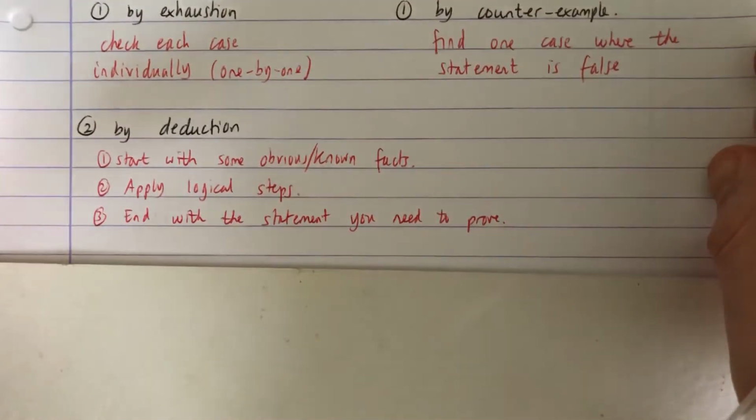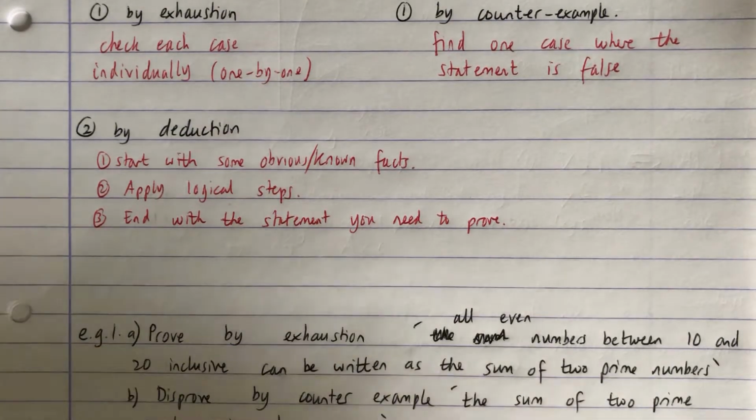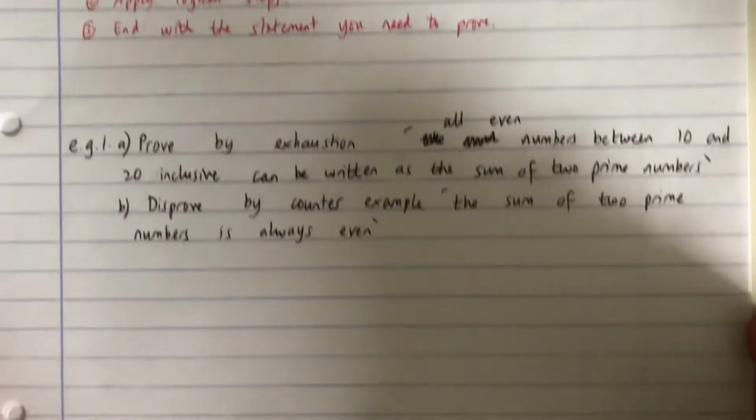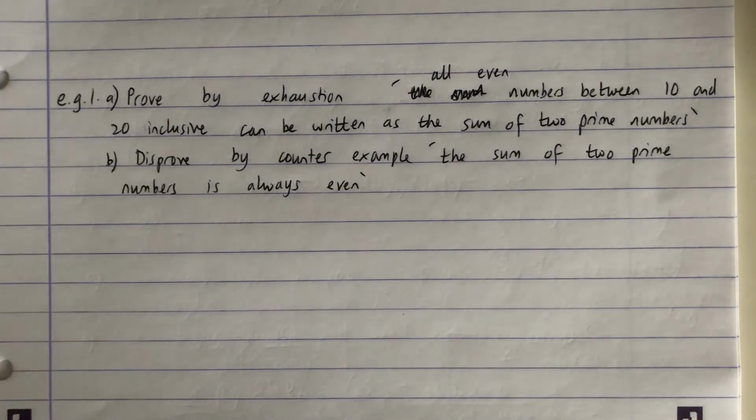Let's see how these look for example number 1. So for example number 1, we're going to get the easy ones done and dusted, which is proof by exhaustion for part A. Proof by exhaustion, the statement that all even numbers between 10 and 20 inclusive can be written as the sum of two prime numbers. So proof by exhaustion requires you to work out all of the cases individually.